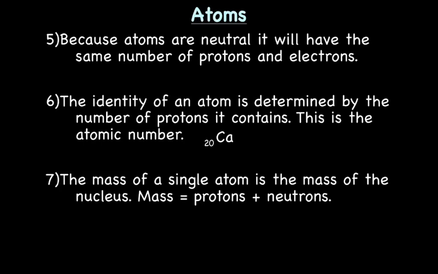The atomic mass of a single atom, and this is important, that we're talking about the atomic mass of a single atom, is the mass of the nucleus. And what subatomic particles are in the nucleus? Well, the protons and the neutrons. So the atomic mass of a single atom is the number of protons plus the number of neutrons. And the atomic mass is also found on the nuclear symbol, and it is the top number.